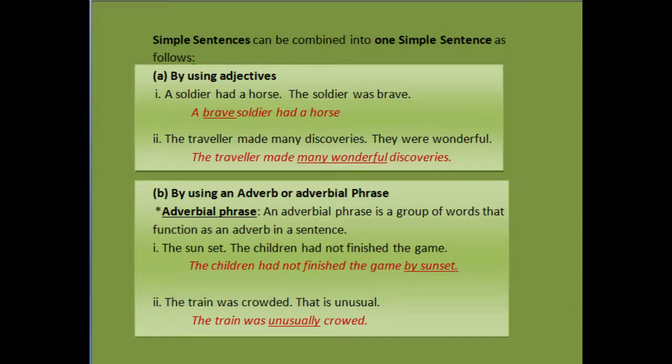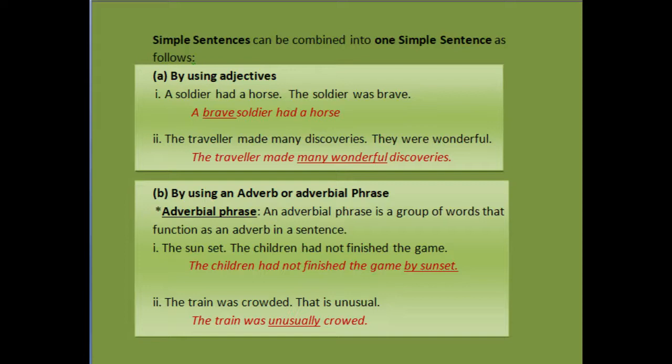Example number 1, a soldier had a horse. The soldier was brave. When we examine these two sentences separately, each of these sentences or independent clauses gives a complete meaning. That means it can stand alone on its own. And when combined, a brave soldier had a horse. So what kind of soldier do we have here? Brave soldier.